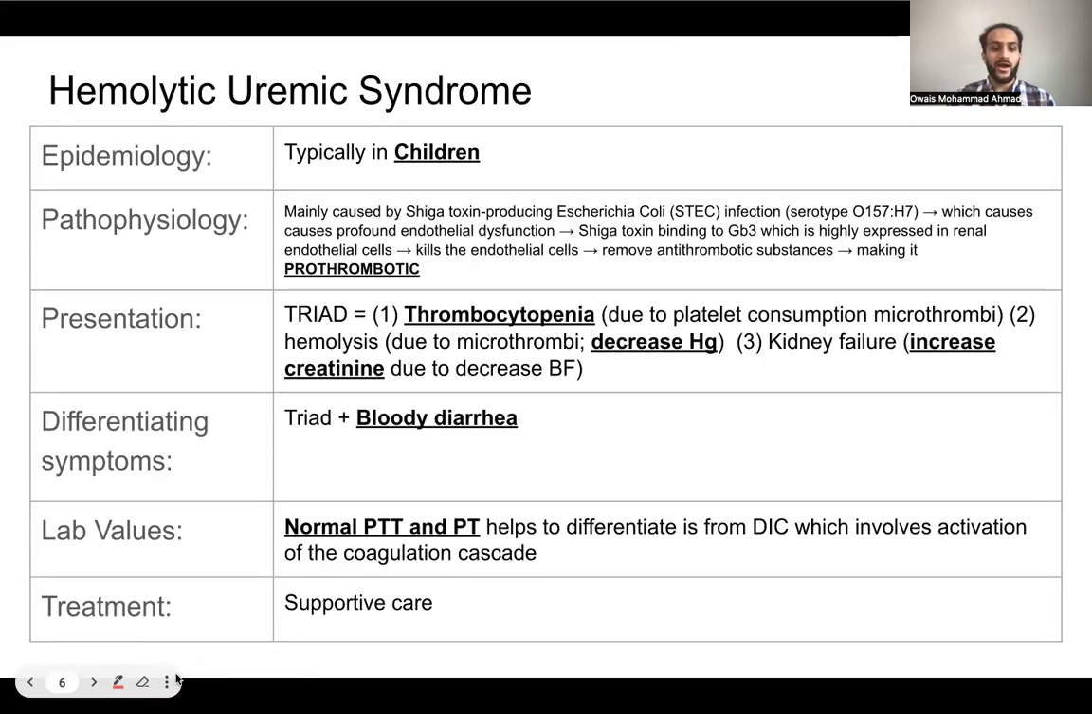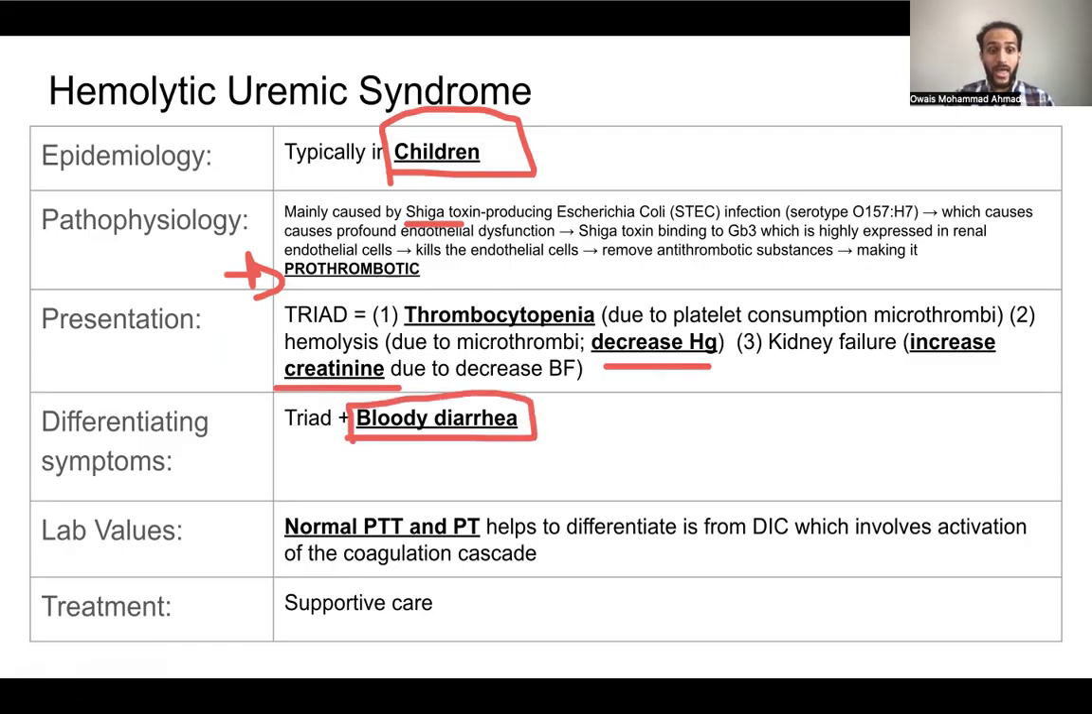Here, I have a table of hemolytic uremic syndrome, and I've bolded all of the key words which show up in USMLE questions. For example, this disease is very common in children. Secondly, it's a very prothrombotic state, and this is due to a Shiga toxin. Thirdly, I would speak about the triad, which is very important for USMLE questions: thrombocytopenia due to consumption, decreased hemoglobin due to hemolysis, and high creatinine due to kidney failure. The differentiating symptom is that we always get a bloody diarrhea prodrome. Lab values would show normal PTT and normal PT, which helps differentiate this from DIC, as this disease does not involve any coagulation factors.